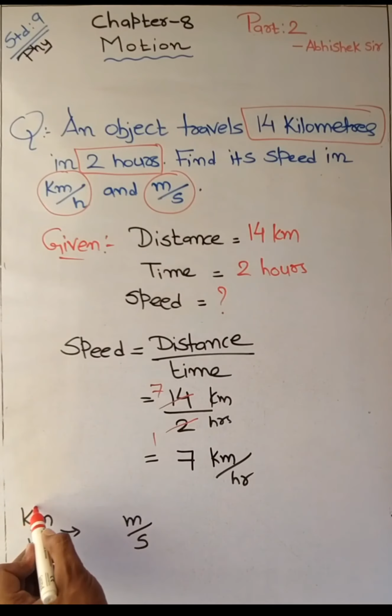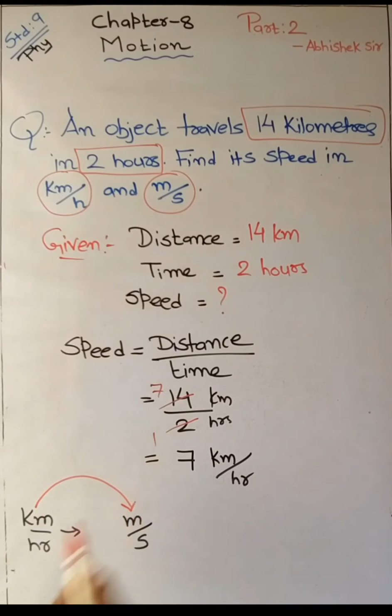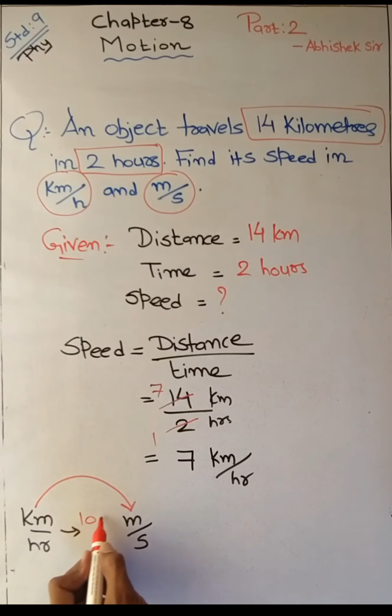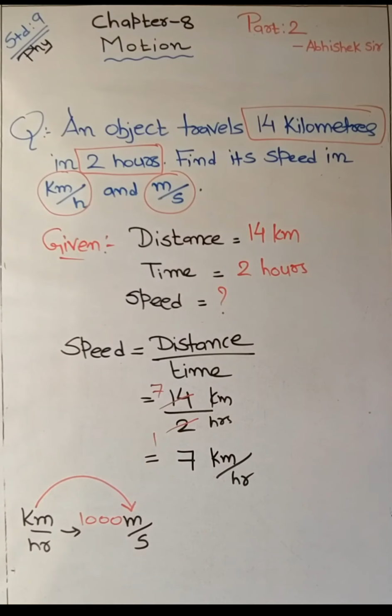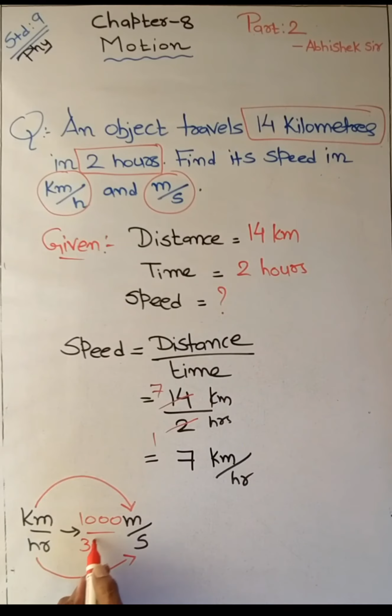Now to convert kilometer into meter, you just have to know the relation between kilometer and meter. 1 kilometer, how many meter? That is 1000, right? And 1 hour, how many seconds? That is 60 into 60, right? Hour into minute, minute into second. 60 into 60 becomes 3600. So if you want to convert kilometer per hour into meter per second, you just have to multiply that number with 1000 upon 3600.